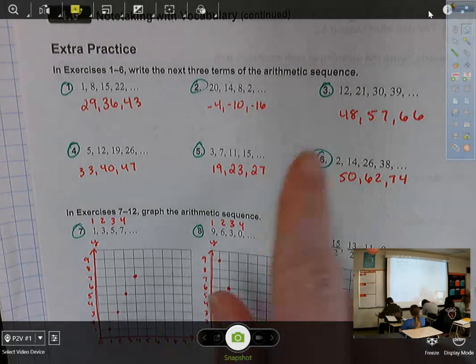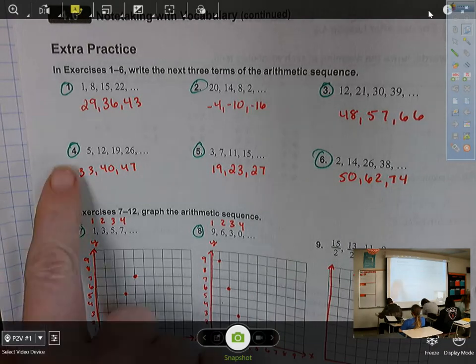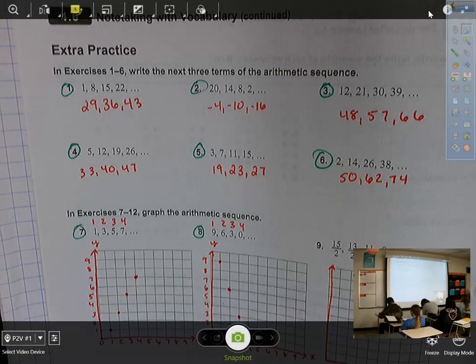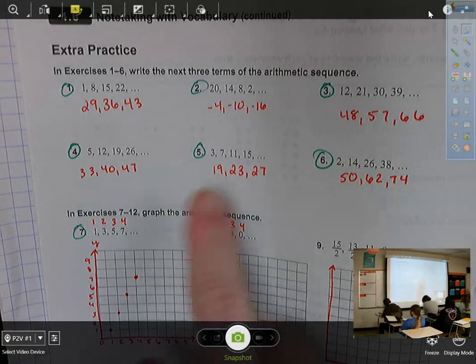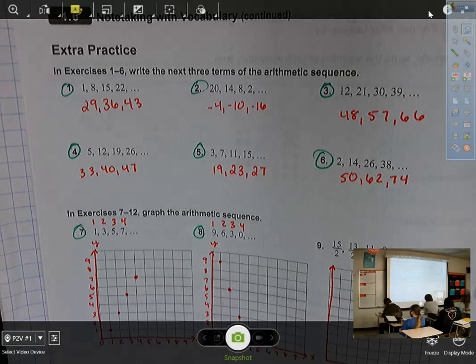Number 3, you should have gotten 48, 57, 66. Number 4, you should have gotten 33, 40, and 47. 5, you should have gotten 19, 23, 27, and 6, 50, 62, 74. Okay. What questions do you have for me on numbers 1 through 6?